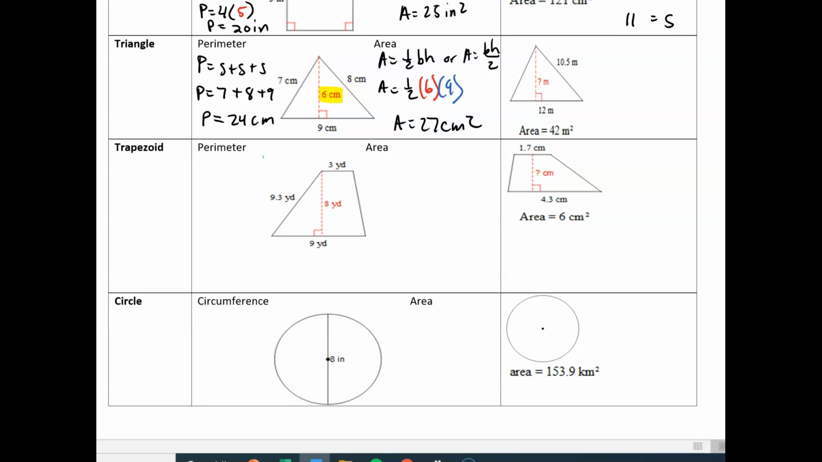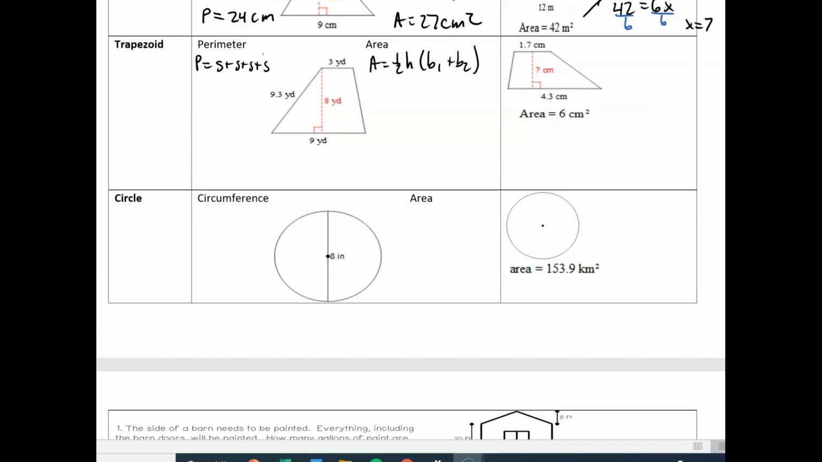When we're working backwards, we're going to plug in what we know. Our area is 42 this time. I know that I have a base of 12, and so I'm trying to find my height. So I have 42 equals 1/2 my base of 12, and my height I don't know, so x. So half of 12 is 6, so 42 is equal to 6x, and then we just divide by 6 to get your answer of the height of this triangle being 7 meters.